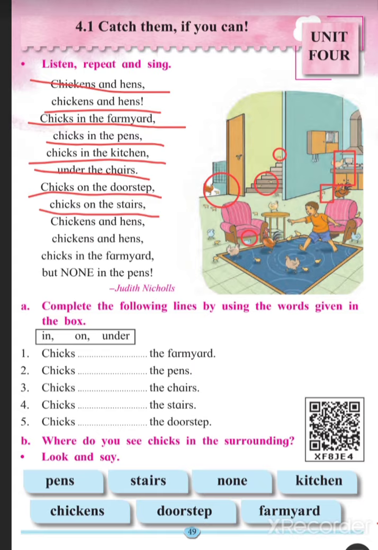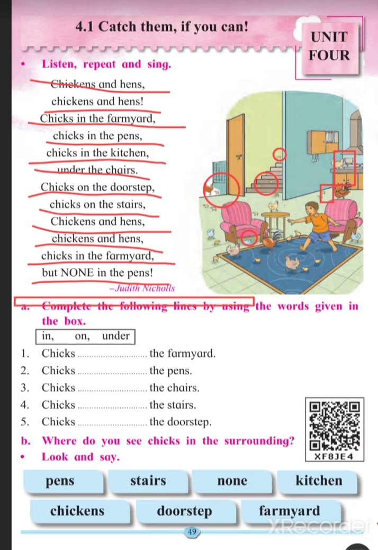Okay. Chicken and hens, chicken and hens. Chickens in the farmyard, but none in the pens. It means chickens are in the farmyard, but none in the pens. Their pens do not have chickens, meaning the chickens are all over the house, here and there everywhere, but not in their pens. Okay students, hope you understood.